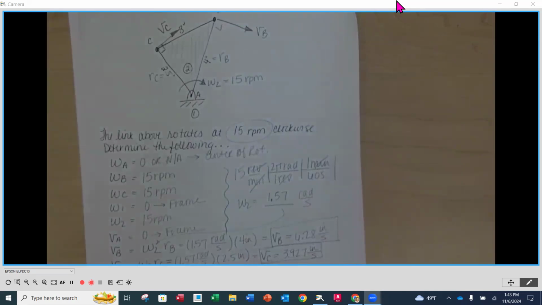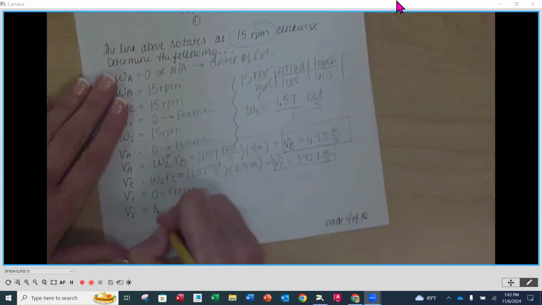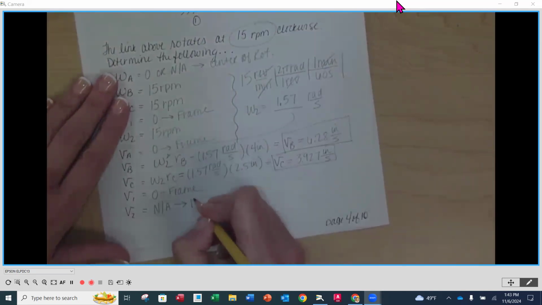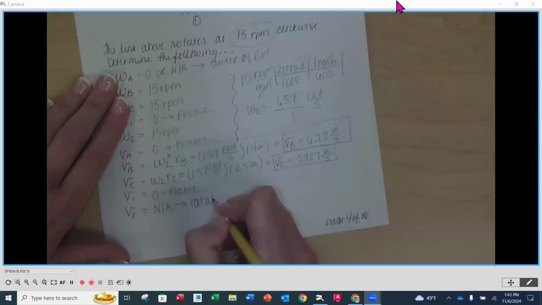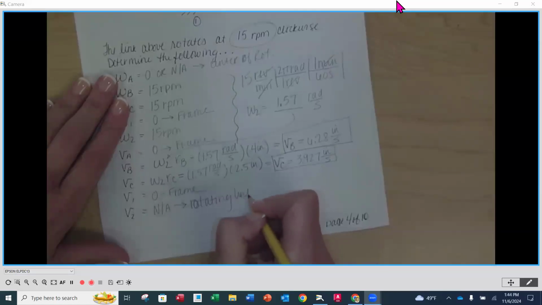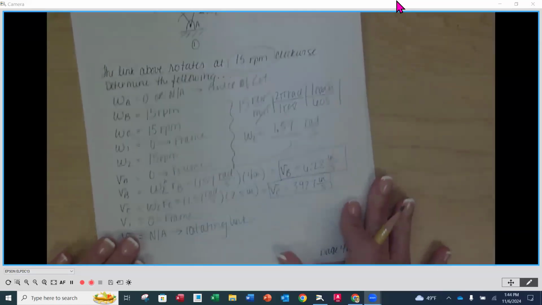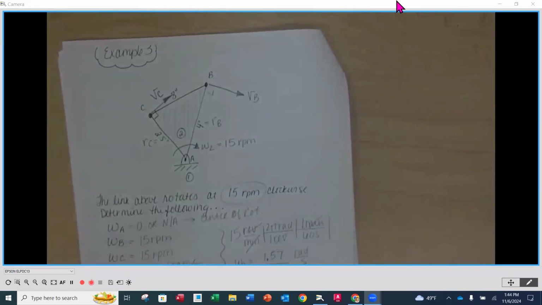That's not applicable. We wouldn't even say that's 0. That would be not applicable because link number 2 is only rotating. It's a rotating link. There's no straight line velocity for the link itself. There's straight line velocity on an individual point on the link, but not for the link itself.